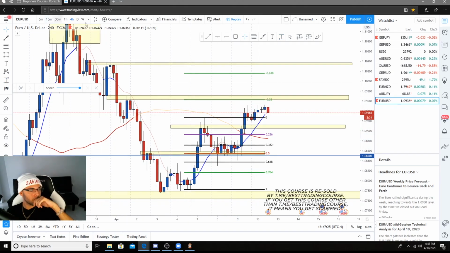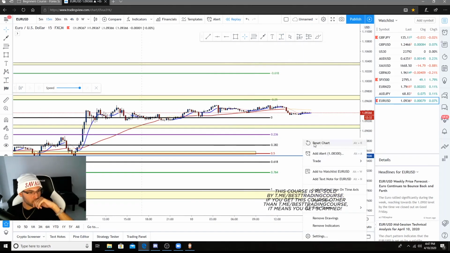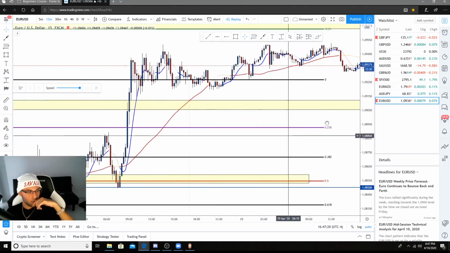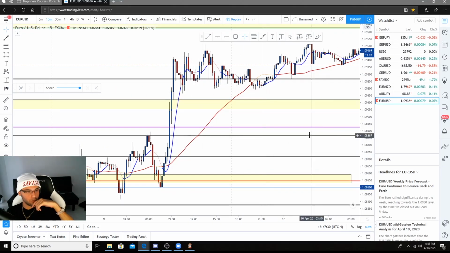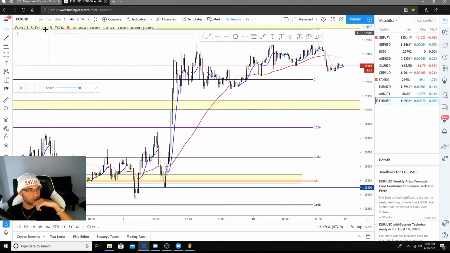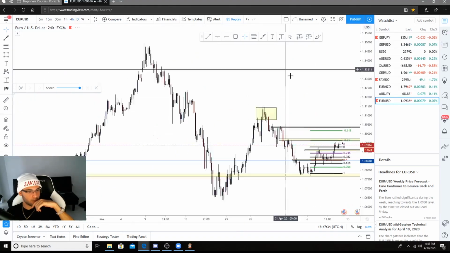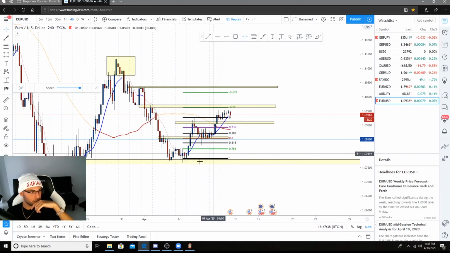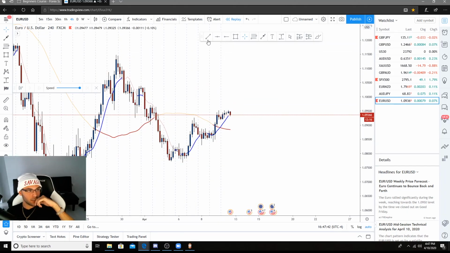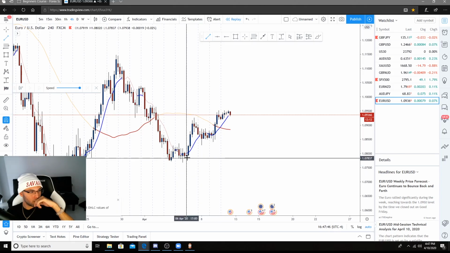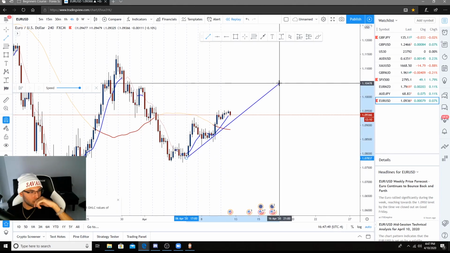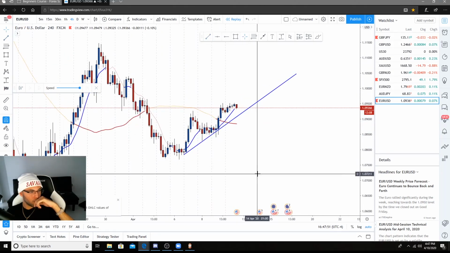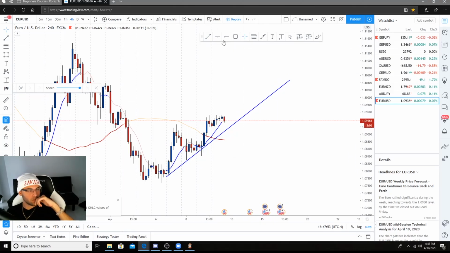Let's go to the 15 minute. I know a lot of people who took a long here. It was really good. And now what? Let's go to the 4 hour time frame. So now what is price starting to do? Price is starting to form an up channel.